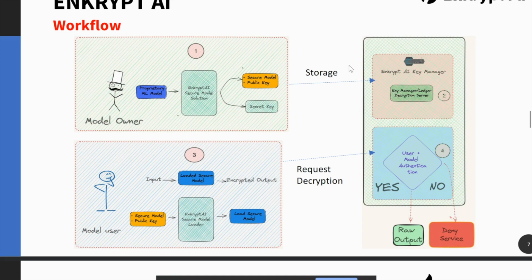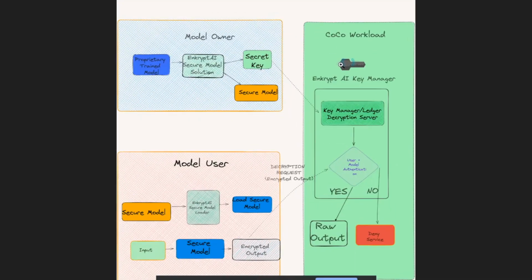Now, the place where Coco comes in is the key manager actually runs in a Coco workload because this allows the keys to be protected even from cloud admins and the public cloud. And this also allows the model user's data to be safe even while it's being decrypted, as confidential computing allows security even while at use.